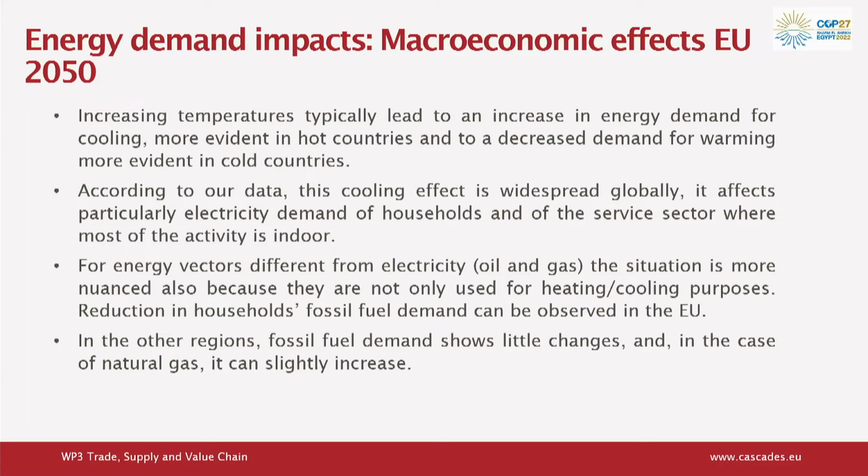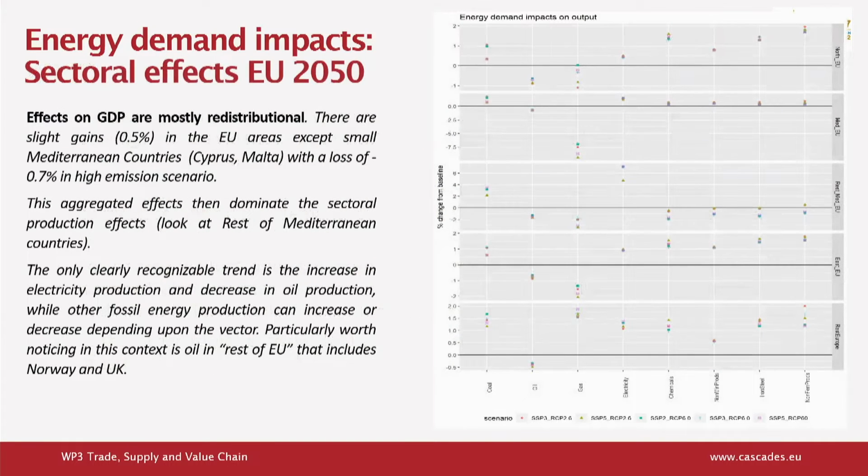So when we look at the sectoral picture, and here we have again the regions in the EU that we analyze, and the different energy commodities and energy intensive commodities production, we see that the picture is very nuanced. So there is not a clear-cut indication here. What is very clear is that we can see a clear increase in electricity demand almost everywhere, and a decrease in oil demand.